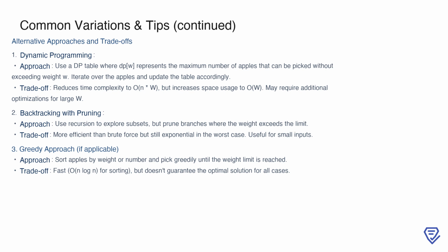Another approach is backtracking with pruning, where you use recursion to explore subsets but prune paths where the weight exceeds the limit. While more efficient than brute force, backtracking is still exponential in the worst case, so it's best suited for smaller inputs. Finally, a greedy approach can be applied in some scenarios by sorting the apples based on weight or count and picking items until the weight limit is reached. This method is fast, with a time complexity of n log n for sorting, but it doesn't guarantee the optimal solution in all cases. Understanding when to use each approach and the trade-offs involved will help you tailor your solution to the specific requirements of the problem.